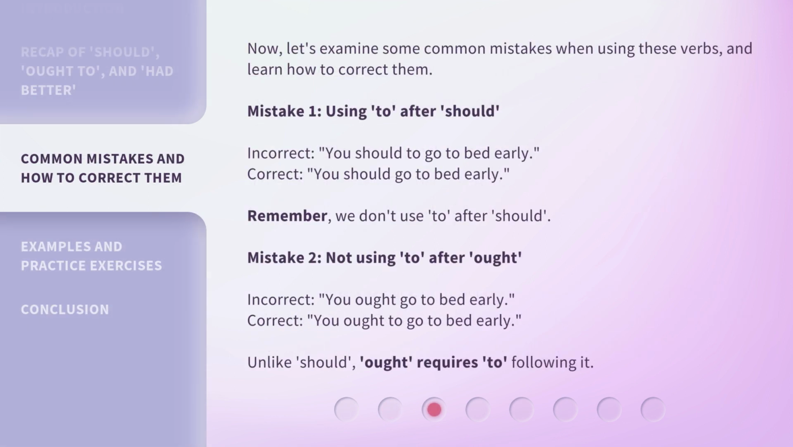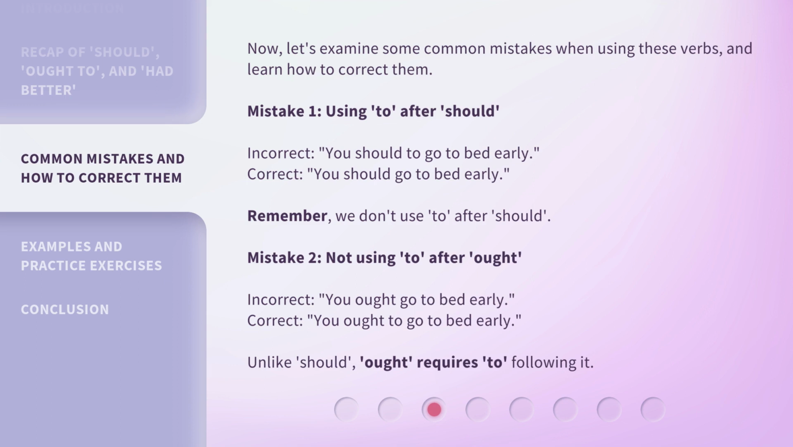Now, let's examine some common mistakes when using these verbs and learn how to correct them. Mistake 1. Using to after should. Incorrect. You should to go to bed early. Correct. You should go to bed early. Remember, we don't use to after should.